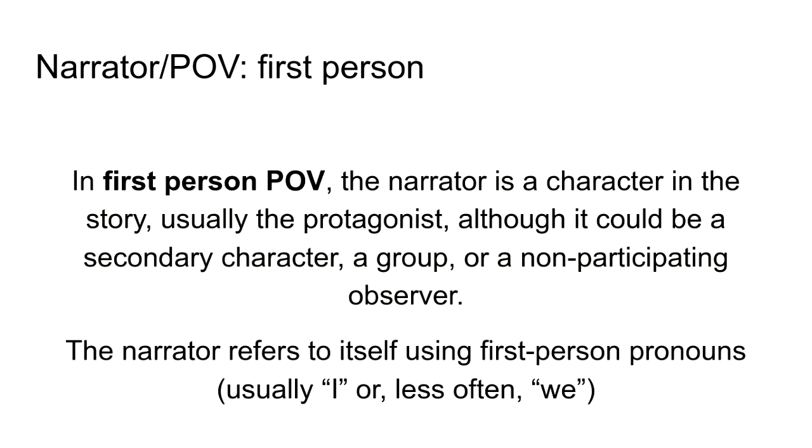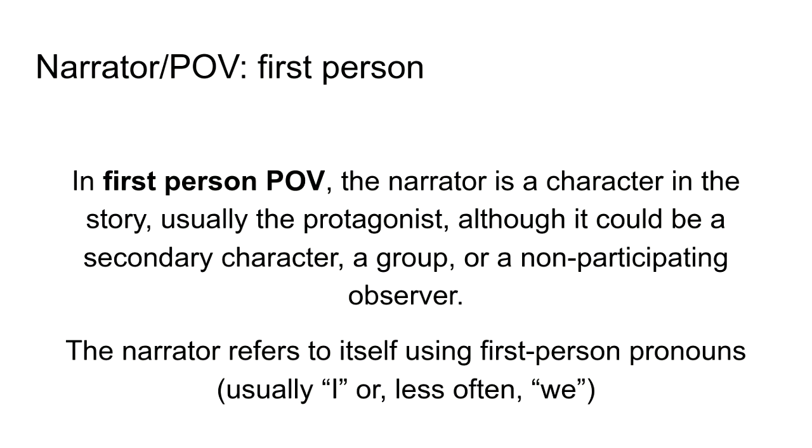All right, let's start talking about the four different types of point of view. First person. In first person point of view, like I said, the narrator is a character in the story. The narrator is within the realm of the story. And that narrator is usually the protagonist, although that's not always necessarily the case. It's usually the case. Could be a secondary character.